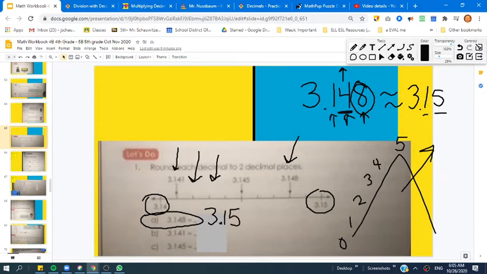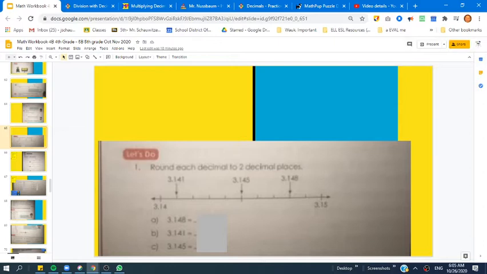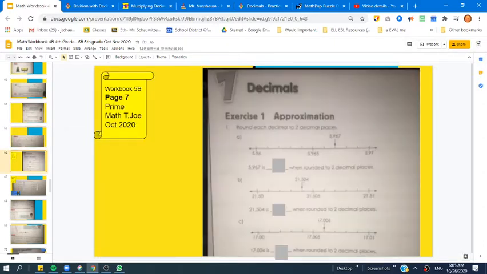Let's continue by doing a couple more problems and then go to your workbook. Actually, in your workbook, it's going to be the same thing. You're going to be asked to show the number in decimal form rounded to the nearest two decimal places. So let's do that first problem together.